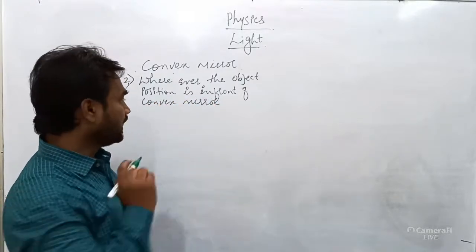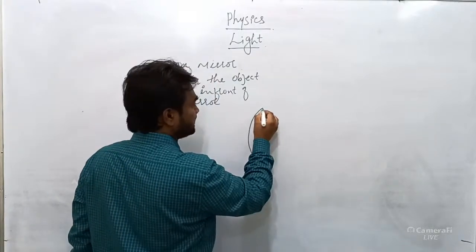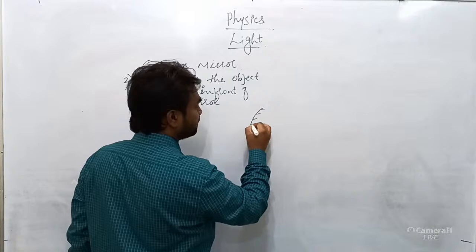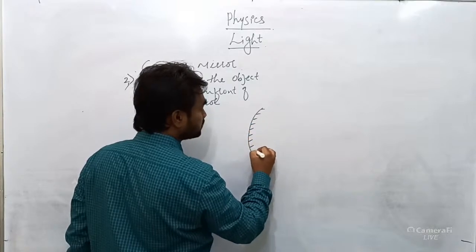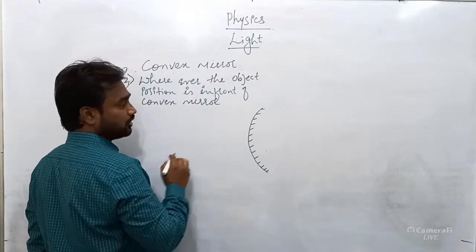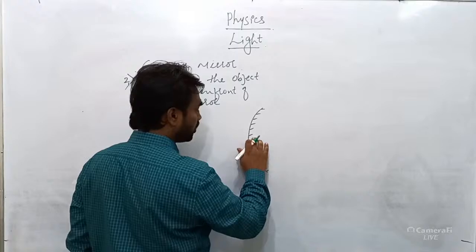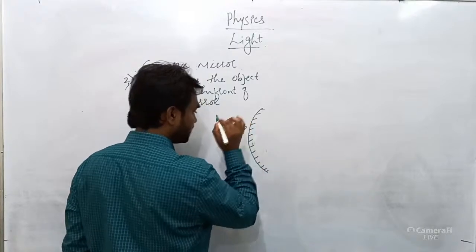Now, let me draw a convex mirror. Every time you draw the convex mirror, you should remember the definition of the convex mirror so that it would be easy. Okay, so now I have drawn the convex mirror. Now I will take a point P, which is the pole. You already know what this pole is. I'll take it here.